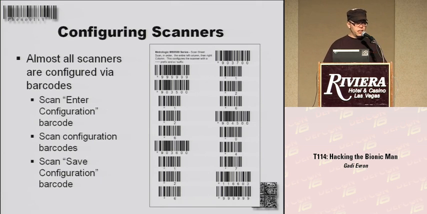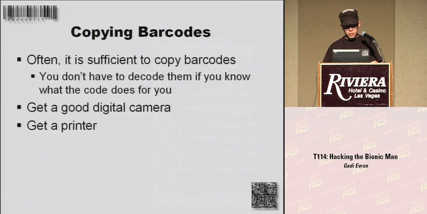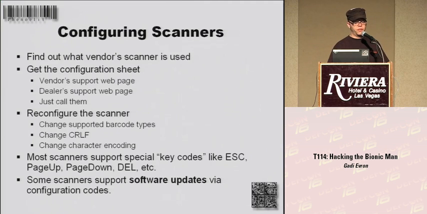This is really not a good idea. I mean, you really change how this device works. I've actually seen a scanner that offered software update over barcode, which was scary. What the hell? So this is essentially what you do. You go to the vendor's page, and many vendors actually post the configuration barcodes on their web page. You can just call up the dealer that sells those barcode scanners. And then you reconfigure it.